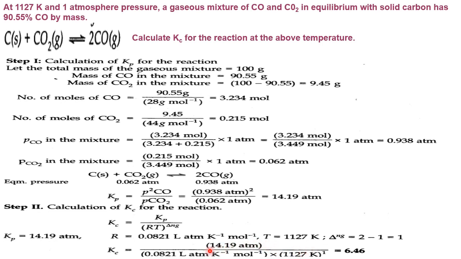So atmosphere gets cancelled. Okay. Per Kelvin, this Kelvin gets cancelled. Okay. Now what is left here? Mole. If you go to the numerator, it becomes mole. And if it is liter, it will go to per liter. So mole per liter is the unit.